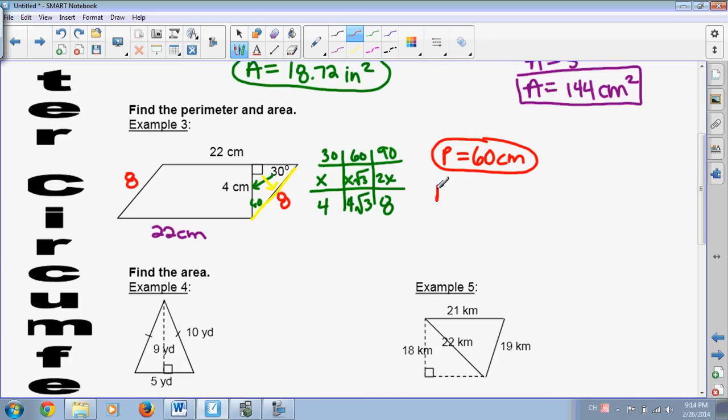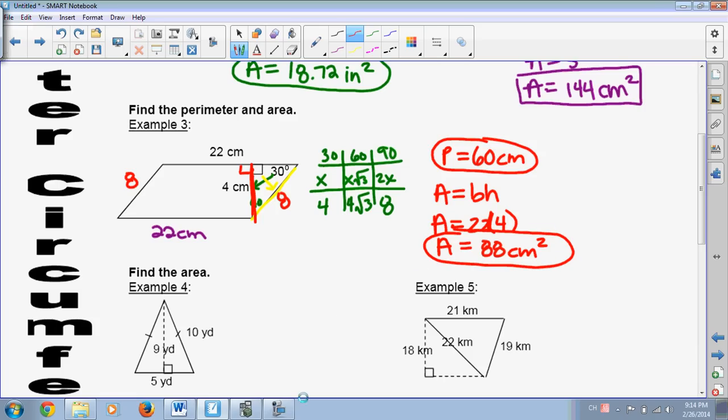Okay, the area of a parallelogram is just base times height. It's the same as a rectangle. Your base, it doesn't matter which one you pick, 22, and your height is not 8. Your height is the one that is perpendicular to the bases. So our height is 4. So 22 times 4 is 88 centimeters squared. All area is squared.